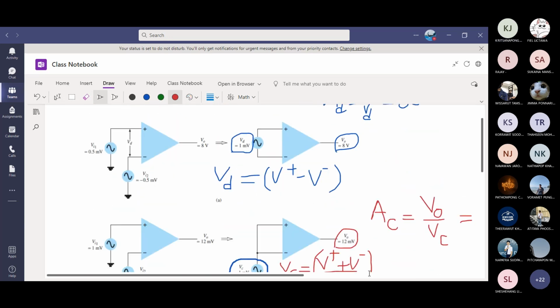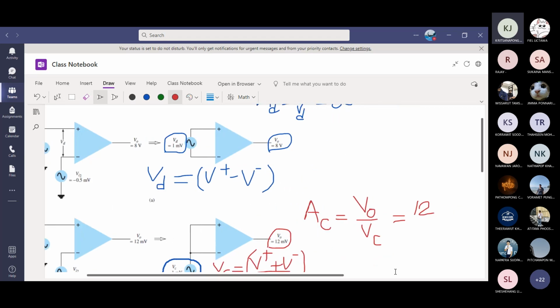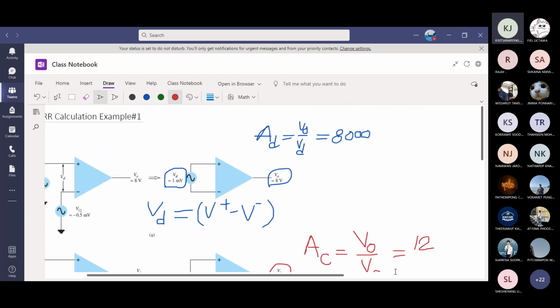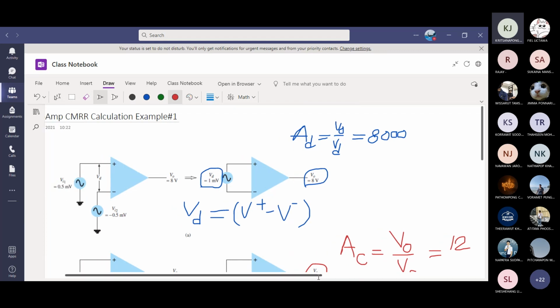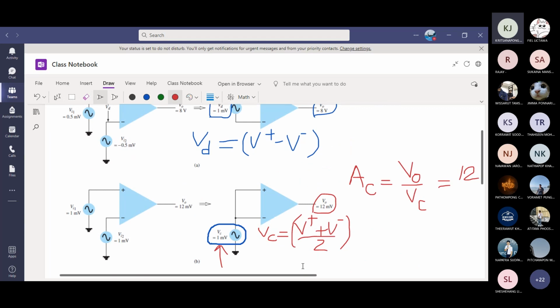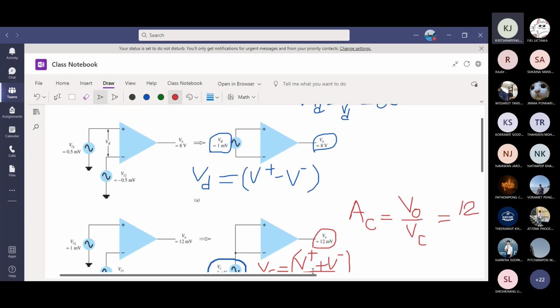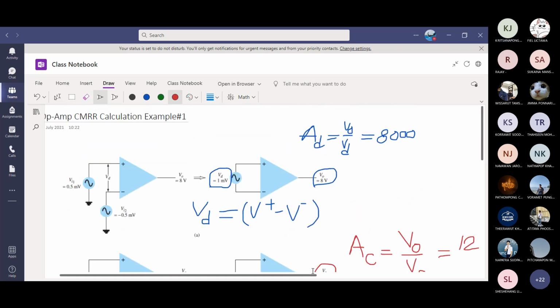Yes? One more thing, when do we convert it to the smallest number? The first one we get the answer 8,000, but the second one you get only 12. Like, can we change from 8,000 to 8 only, the same as the below one?